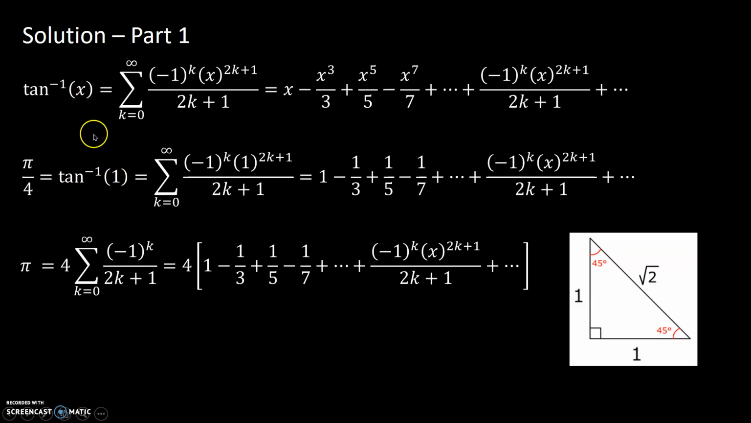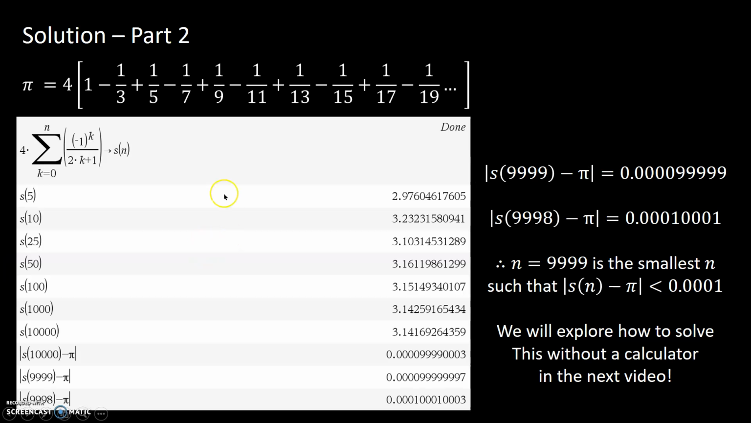But if we were plugging in a 1 for x, well, 1 to any power is just 1. So all that's left is the alternating sign over the odd denominators. And this should be a 1 here. So go ahead and fix that as a typo on the screen. Multiply out through 4, and we get that pi is the product of 4 times the odd numbers' series.